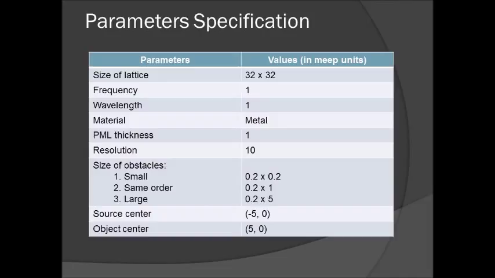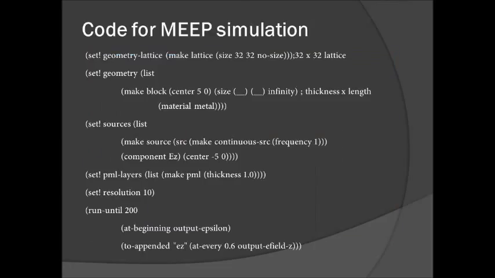The sizes of the obstacles used are 0.2 cross 0.2, 0.2 cross 1, and 0.2 cross 5, with a distance of 10 units between the source and the obstacle. And here you can see the code with comments written after the semicolons.